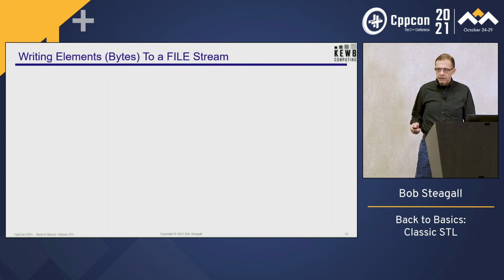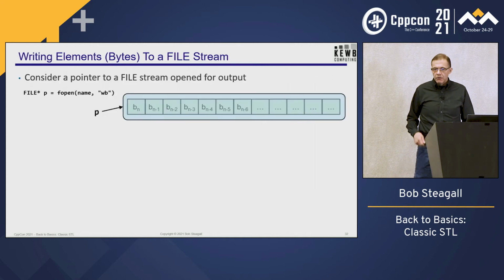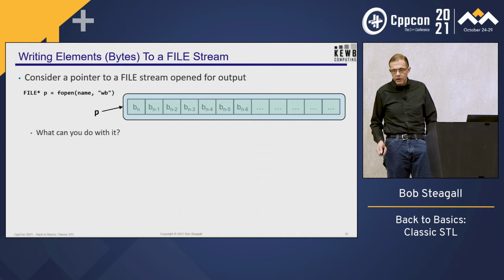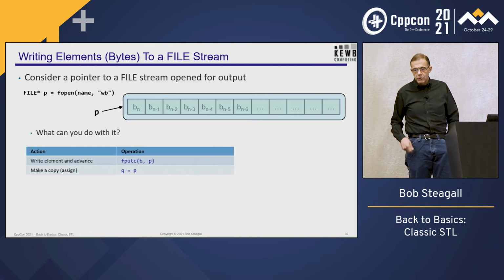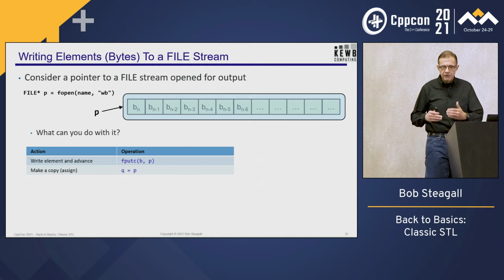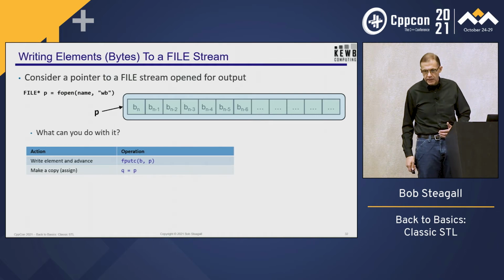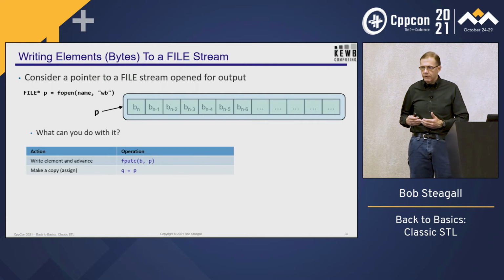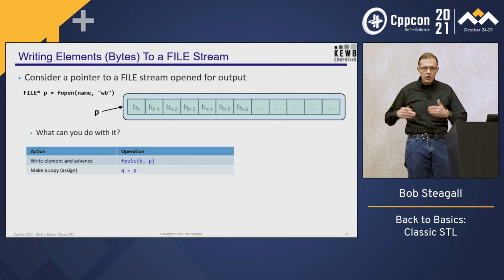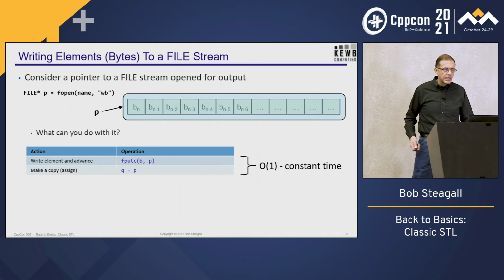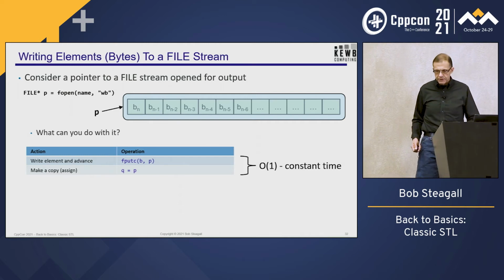What about writing bytes to a file stream? Well, consider a file stream that you've opened for output. You've got a file pointer. What can you do with it? Well, you can write the element, and that advances it, in a sense, in the file stream to the next unwritten location, and you can make a copy. But when you write to a file stream, there is no EOF, there is no end. It represents, effectively, an infinite sink. These operations are also constant time.